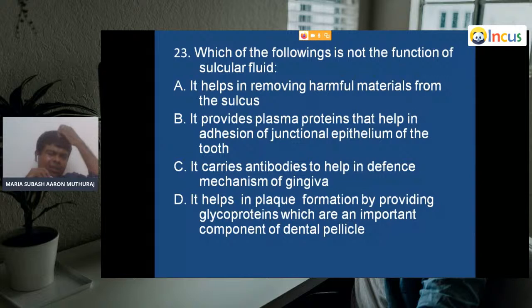It helps in plaque formation by providing glycoproteins, which are an important component of dental pellicle. It is not a function of crevicular fluid. A, B, and C are functions of crevicular fluid, because the pellicle is formed mainly from saliva. Formation is the main function of saliva. Therefore, the answer should be D.